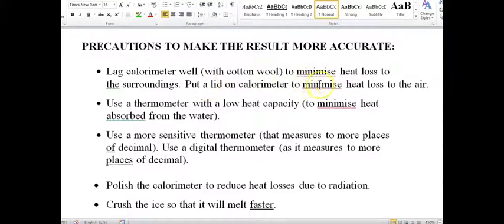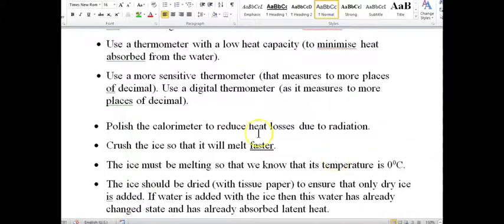We can put a lid on the calorimeter, as that will also minimize heat loss to the air. We always use a thermometer with a low heat capacity, that means to minimize the heat absorbed from the water. It's always good to use a more sensitive thermometer. What does sensitive mean? It means it measures to more places of decimal. Better still, we can use a digital thermometer, which is usually more sensitive as it measures to several places of decimal. One thing the students can say is, polish the calorimeter, as this will reduce heat losses due to radiation. Minimal, but it works in theory.